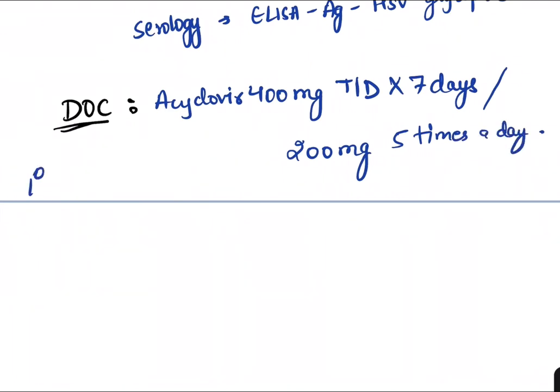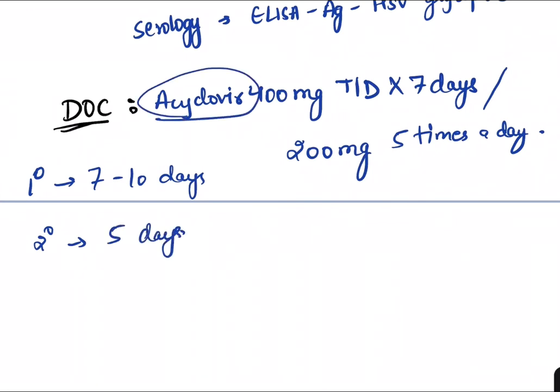And if the infection is primary, meaning only the vesicles are there and no rupture of the vesicles, then we have to continue this treatment for 7 to 10 days. And if the infection is secondary, then we have to give it for 5 days. But in what doses do we give acyclovir? 400, or we can give it in 200. If 400, then 3 times a day for 7 days, and if it is 200, then 5 times per day.